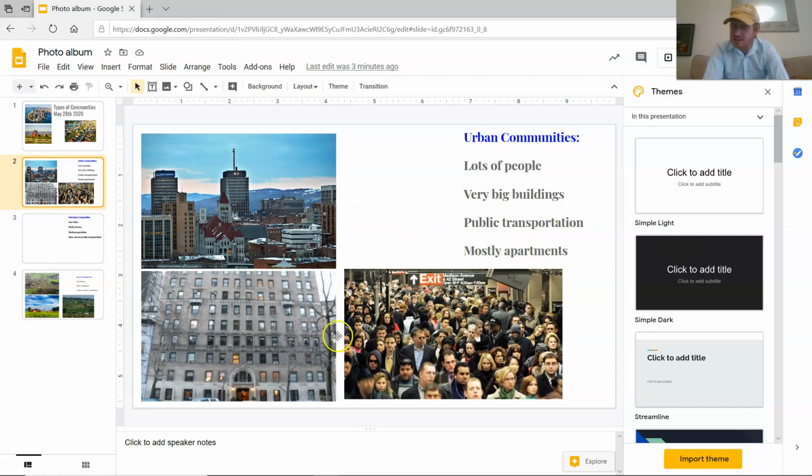So I have some pictures of cities here. This is a picture of Syracuse, the city that some of us live in, but not necessarily all of us. And this is a picture of a big apartment building. Every one of those windows is a different apartment. And this is actually the apartment that I, Mr. Duclos, lived in for 5 years when I lived in New York City. So that's the first type of community, an urban community. Lots of people, big buildings, public transportation, and living in apartments.